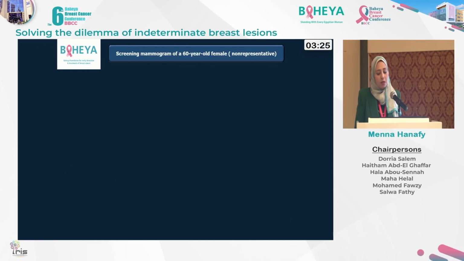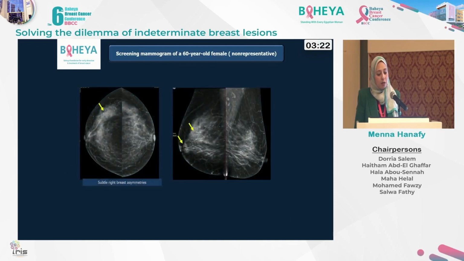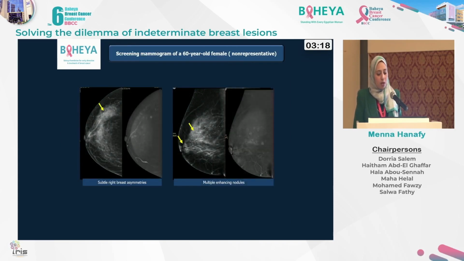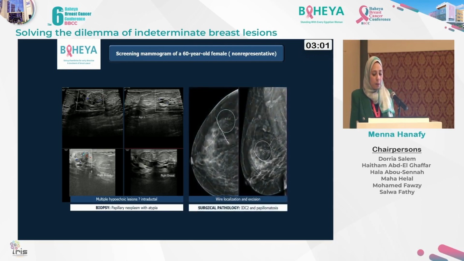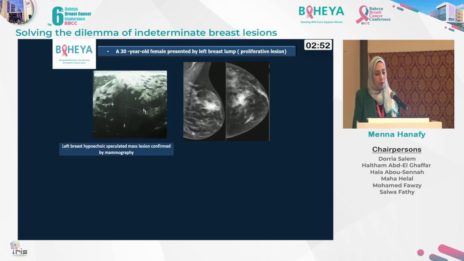Screening mammogram of a 60-year-old female. Her mammography showed subtle right breast asymmetries. On contrast-enhanced mammography, multiple enhancing nodules were seen corresponding to these asymmetries. In ultrasound, there were multiple hypoechoic lesions, some of them intraductal. Biopsy was performed, and the results were papillary neoplasm with atypia, while localization of the most suspicious one was done, and surgical pathology was invasive duct carcinoma and papillomatosis.